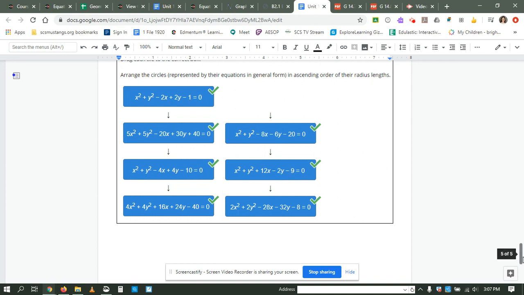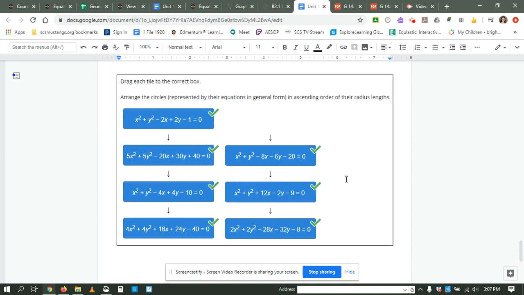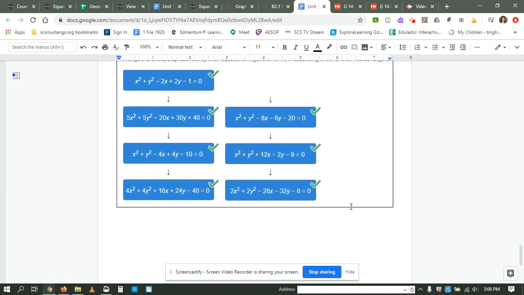And so this is a take it from general form to arrange the circles represented by their equations in general form and in ascending order of the lengths of the radiuses. So you would have to go through, solve every single one of those guys by completing the square or by putting them into GeoGebra, figuring out what their lengths are and putting them in order. And I think once you guys do the other problems, you'll have enough practice and you can skip this one and not worry about that one.